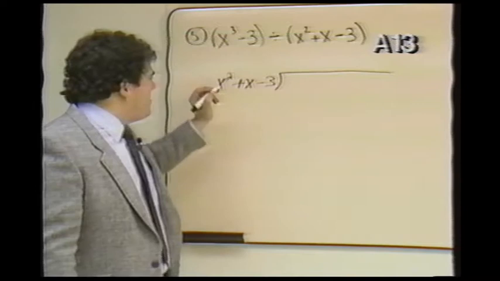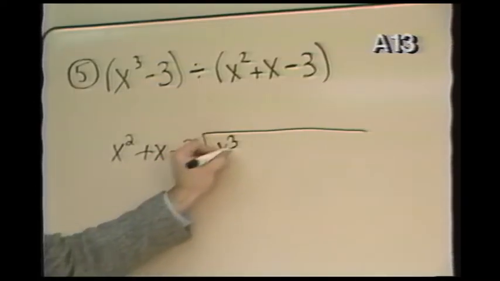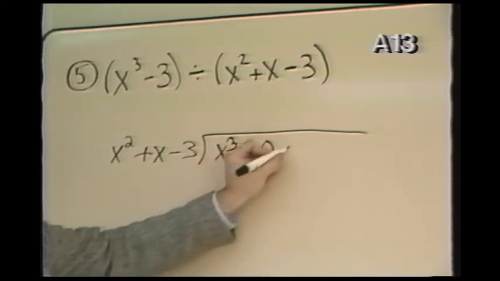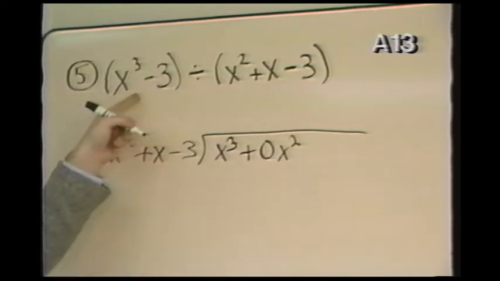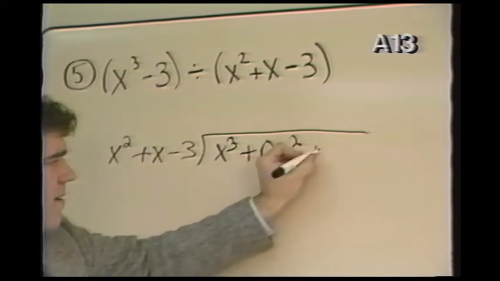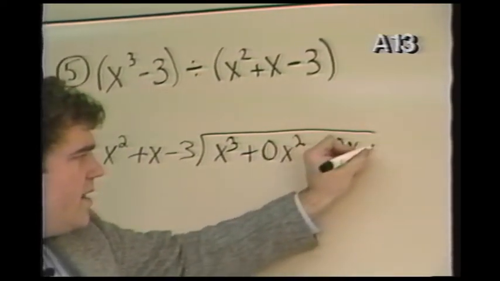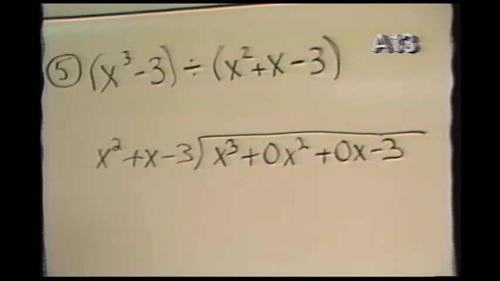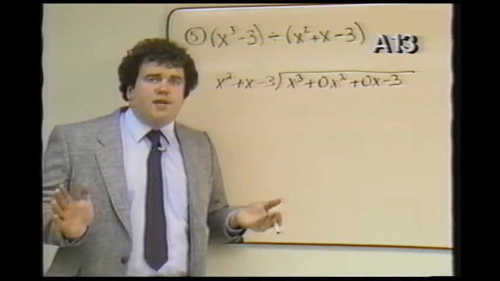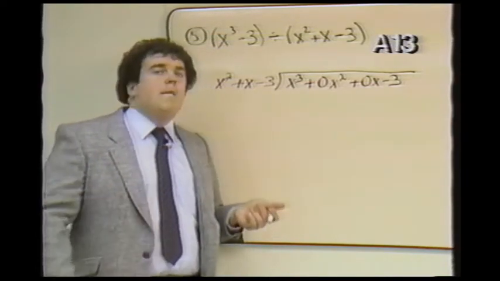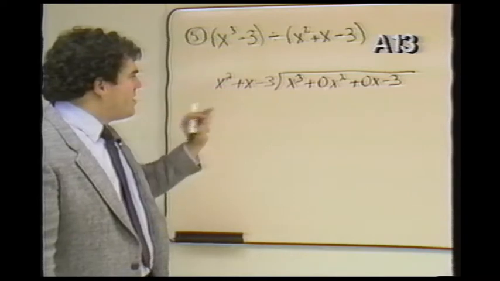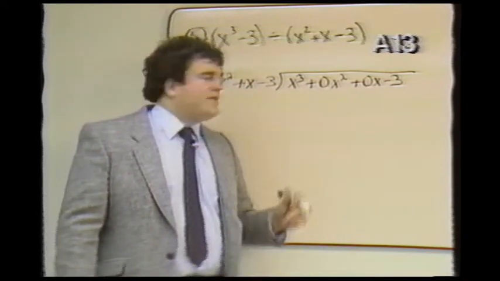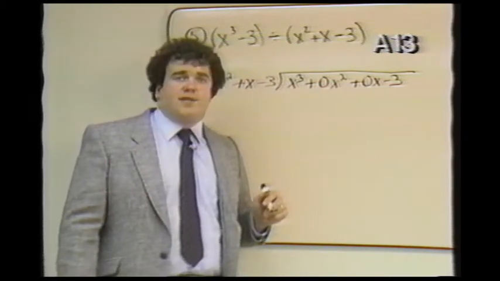What we do is we take the x cubed. Now, since we have no x squareds in there, we're going to put 0x squared in, and no x's, so we'll put 0x in also, and then a minus 3. Now, we know that 0x squared and 0x equals 0, so it doesn't matter that we throw those in there. But you'll see where we're going to need them. We're going to need to line up terms right here underneath these two expressions, 0x squared and 0x. Now watch what I do.